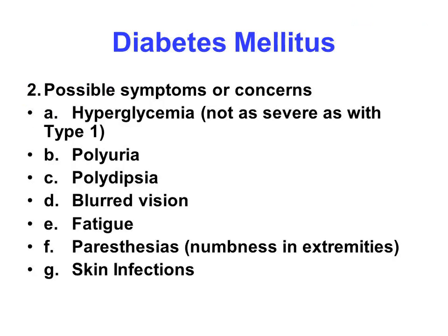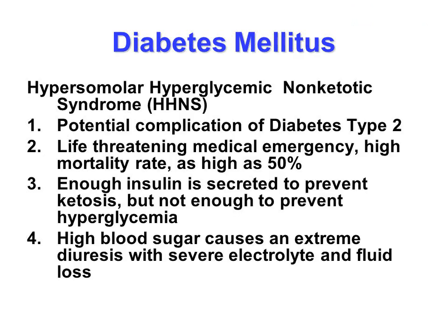Diabetes mellitus 2. Possible symptoms or concerns. A. Hyperglycemia, not as severe as with type 1. B. Polyuria. C. Polydipsia. D. Blurred vision. E. Fatigue. F. Paresthesias, numbness in extremities. G. Skin infections.